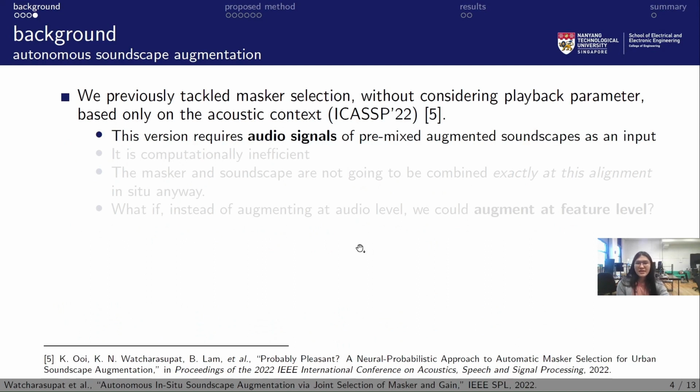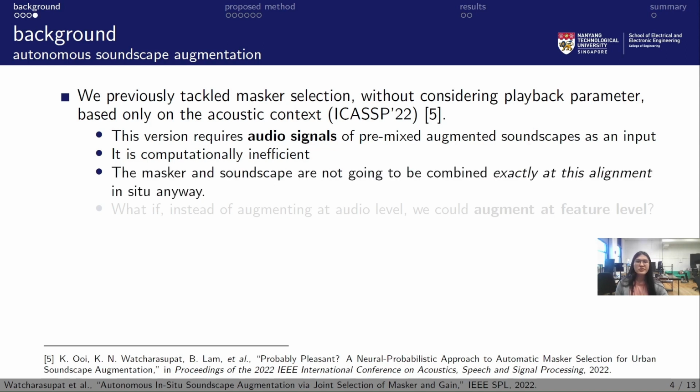In the older work from last ICASSP, the model required the audio signal of a pre-mixed augmented soundscape as an input, which means we already have to mix the masker with the base soundscape at particular gains. This is computationally inefficient if we are querying a large number of masker and gain combinations. Moreover, in an in-situ deployment setting, the masker and soundscape are not going to be combined with exactly this time alignment. By the time the decision for the masker and gain comes out, the base soundscape would have become slightly different, even if it's distributionally the same. So we don't want the model to be too dependent on this particular time alignment.